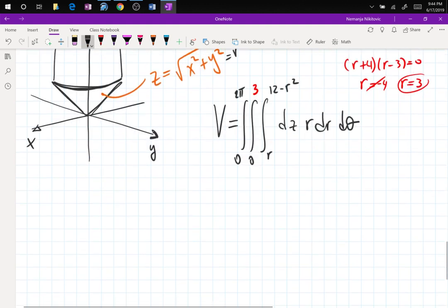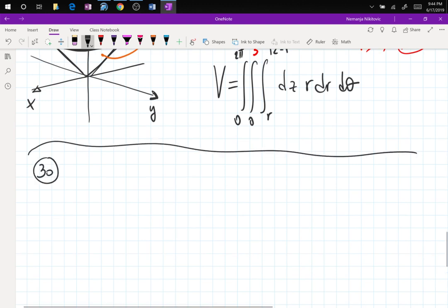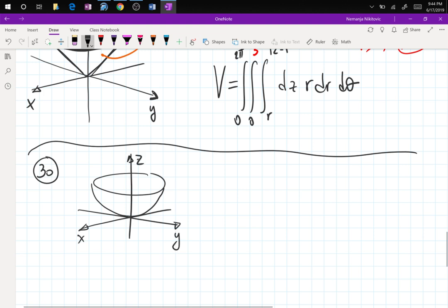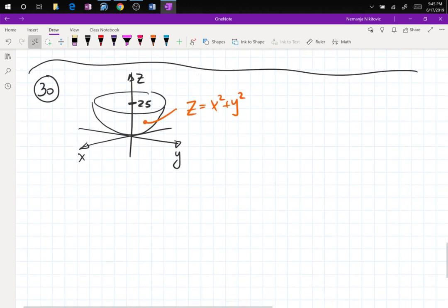Here's problem 30. Problem 30 has this shape like this. So this is all you get. That's it. Well, we want the full object, right? So we know 0 to 2 pi immediately. And now we have to figure out the rest.